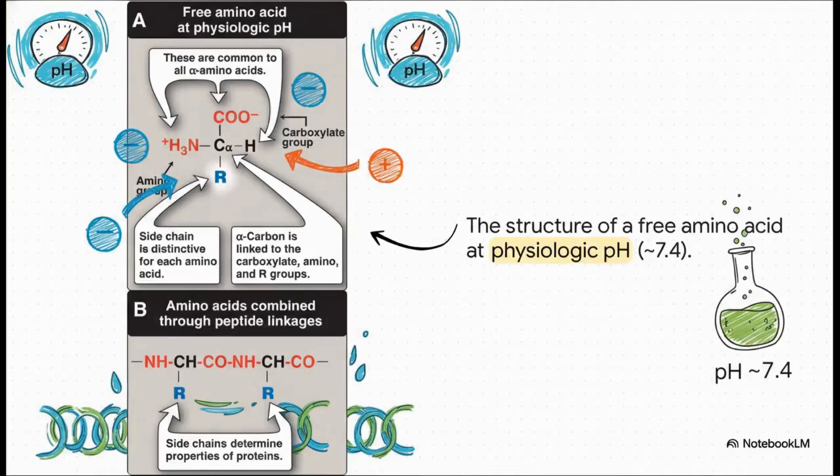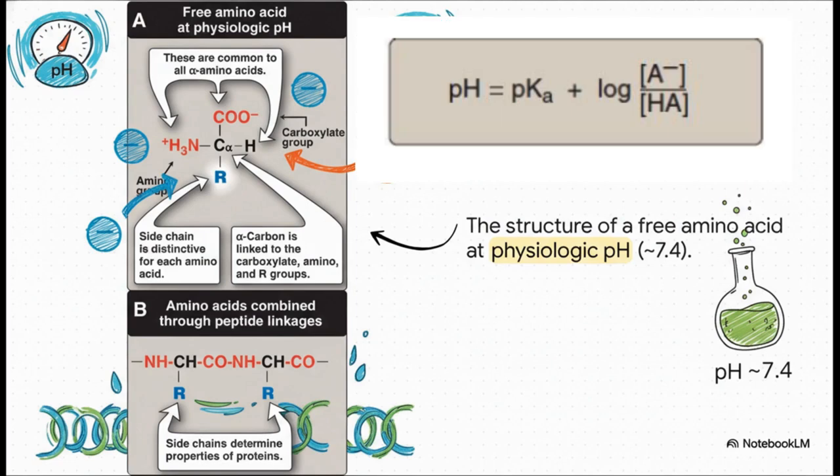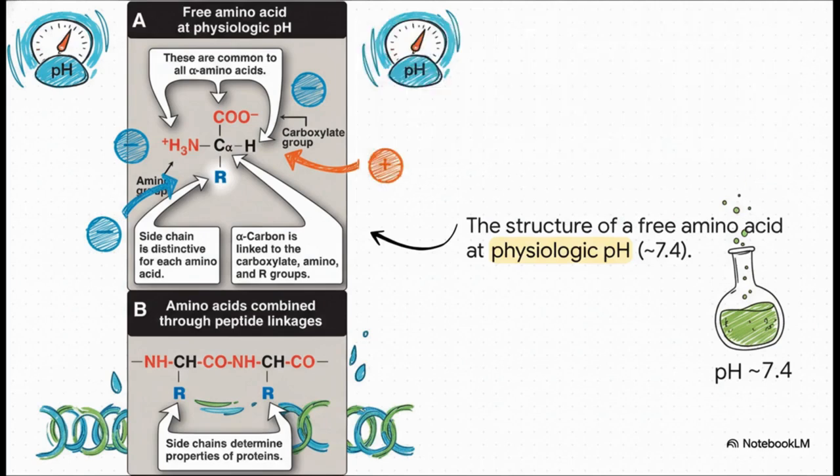So when we're just hanging out at our body's normal pH, which is around 7.4, every amino acid has these two distinct chemical handles. You've got a negatively charged part, the carboxylate group, and a positively charged part, the amino group. And trust me, these two groups are the key to everything we're about to talk about.